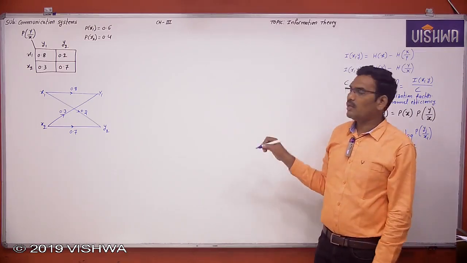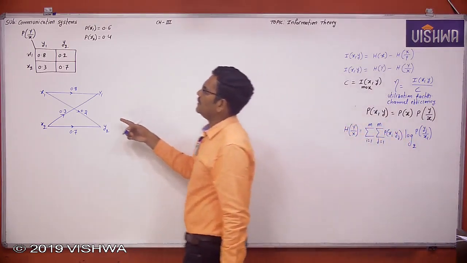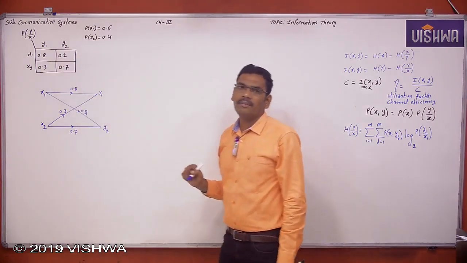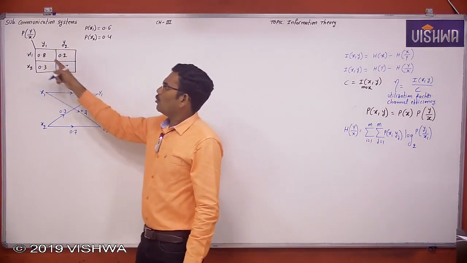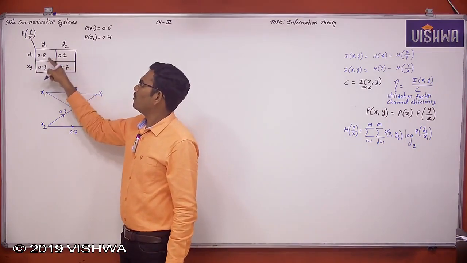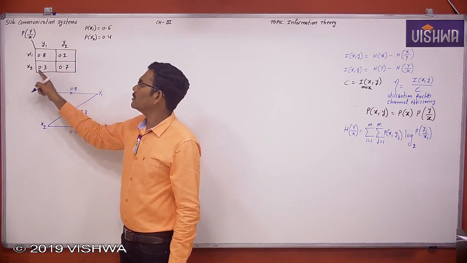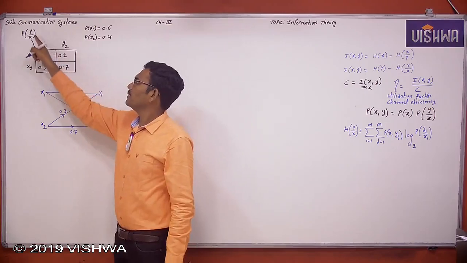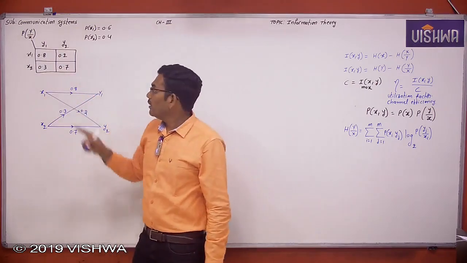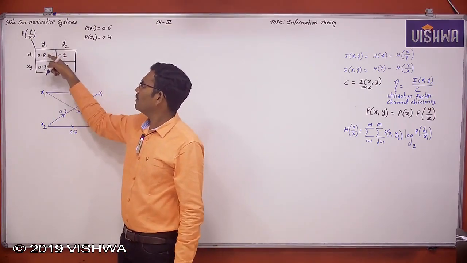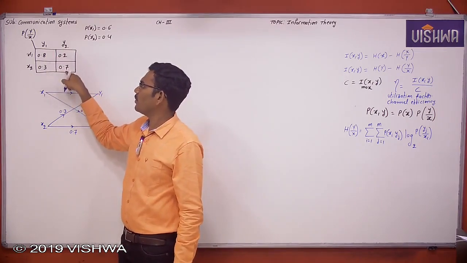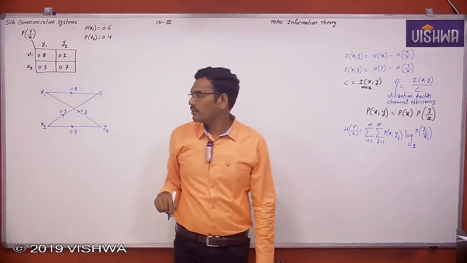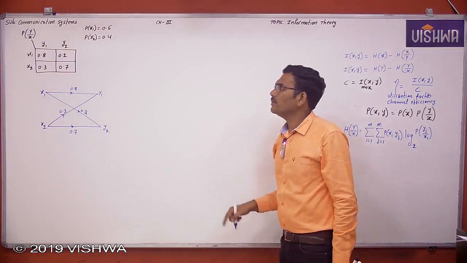Sometimes the channel diagram is given and you have to identify the conditional probability. Remember one shortcut method, row addition. Row addition: 0.8 plus 0.2 is 1, and 0.3 plus 0.7 is 1. If row addition is equal to 1, this is P(y/x). If column addition is equal to 1, with 0.3 and 0.2 here, 0.7 and 0.3, this is P(x/y). That is the only shortcut. Now this is the channel diagram.